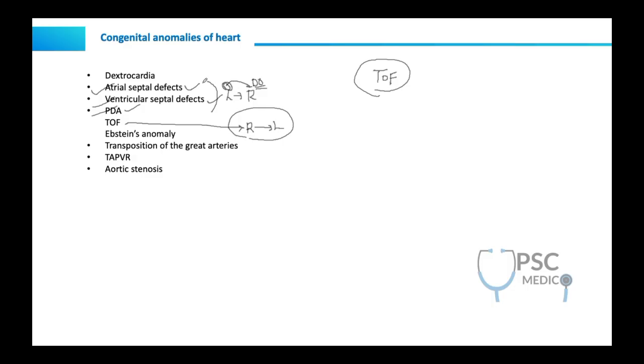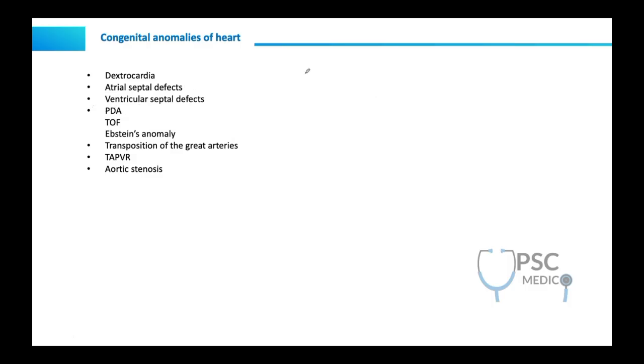Conditions like this are known as Eisenmenger syndrome. Eisenmenger syndrome is reversal of the blood flow. Instead of left to right, now we have right to left. That is Eisenmenger syndrome. Similarly, we have a congenital condition in which there is a right to left shunt, and this condition is known as tetralogy of Fallot. When I say tetra, there is a tetrad.